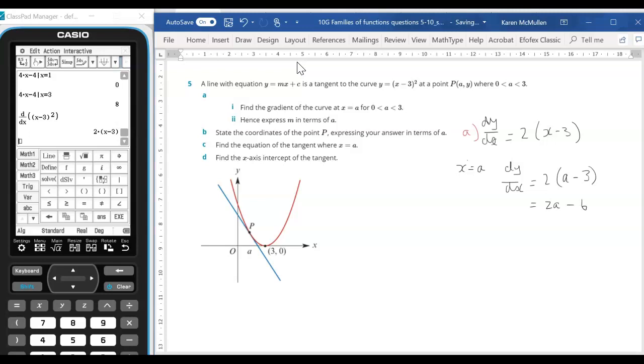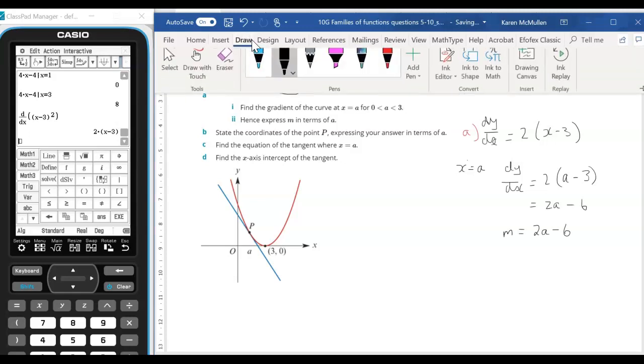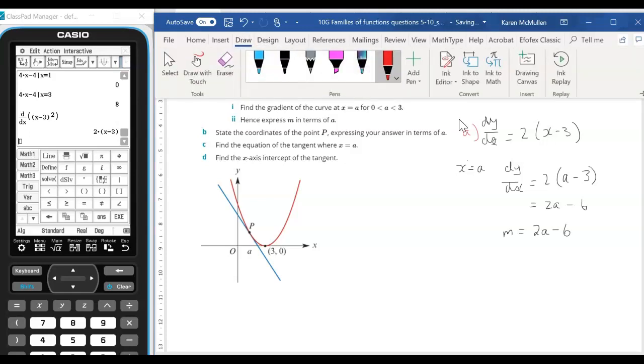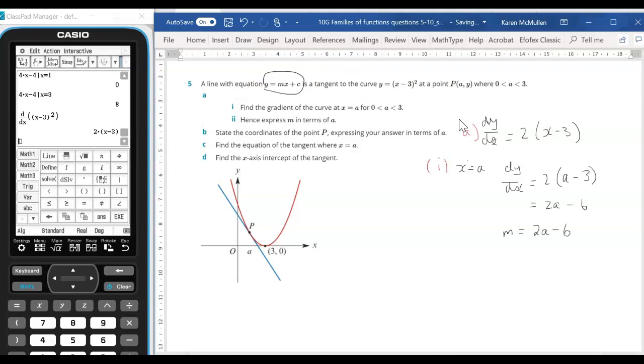Hence express m in terms of a. Remember, m is in your linear equation and m is your gradient, and dy/dx is your gradient. So m is also 2a minus 6. All right, so that was part 1 and part 2 of that question.